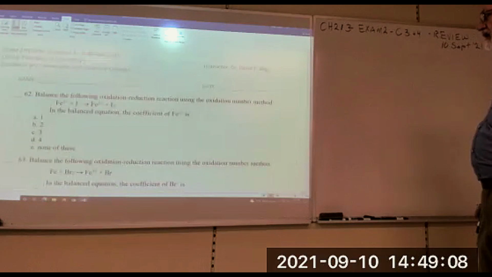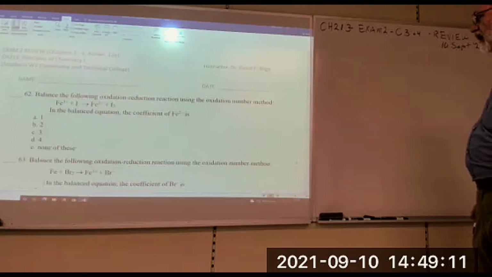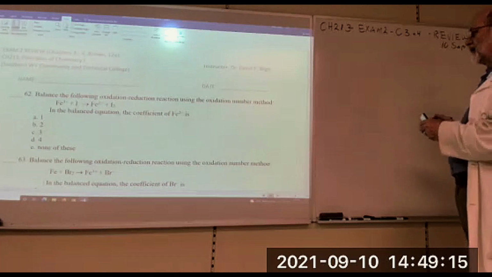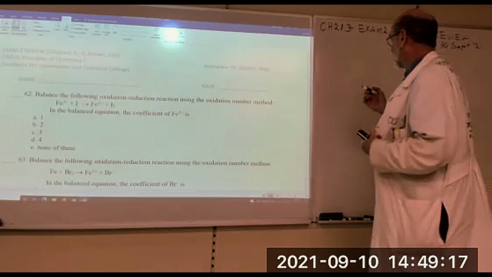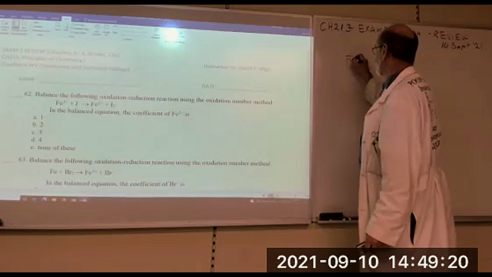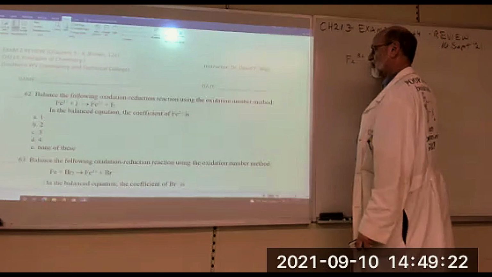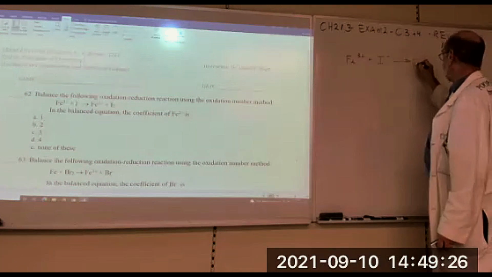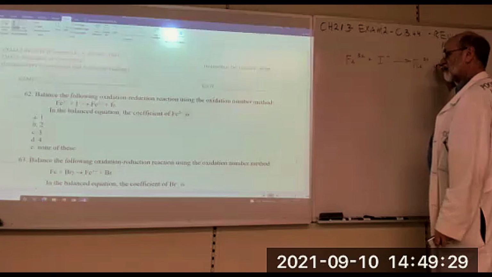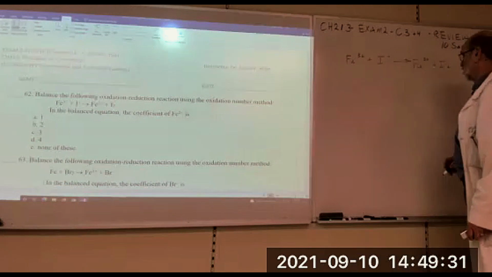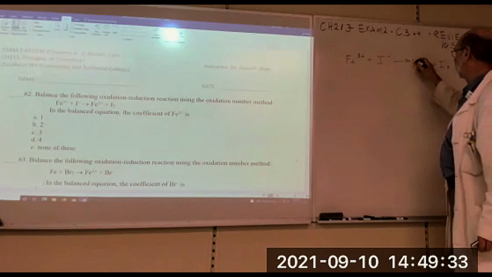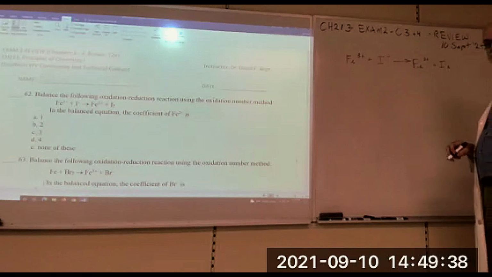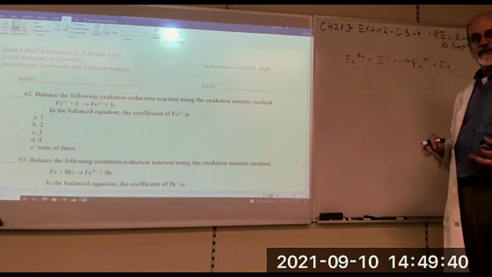Let's see. Balance the following oxidation reduction reaction using the oxidation number method. Okay, this one should be fairly easy. So if we have Fe3+ combined with I- makes Fe2+ combined with I2. Balance that. Now, you can probably do it in your head, but let's do it the oxidation reduction method.